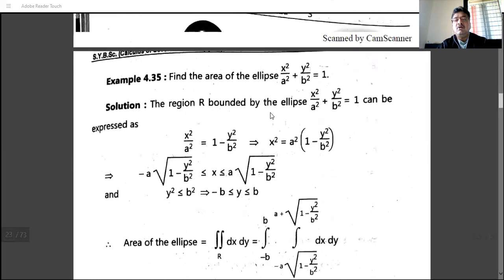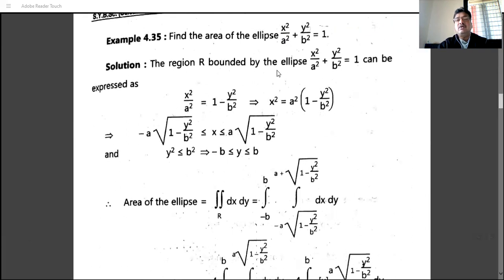Find the area of the ellipse. Next example. So here the ellipse is given, x square by a square plus y square by b square is equal to 1. So in order to find the area of the ellipse or of a hyperbola or any ellipsoid, suppose we have to find the area of the ellipse, then what is the procedure? Suppose we have to find the area of the circle x square plus y square is equal to 1, or x square plus y square is equal to r square. Then the procedures are the same.